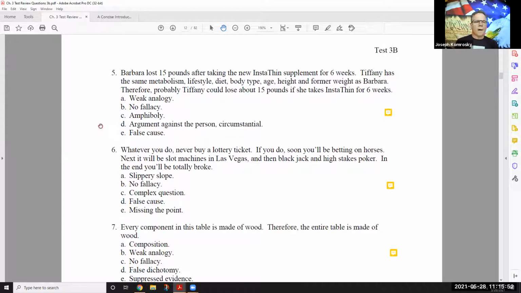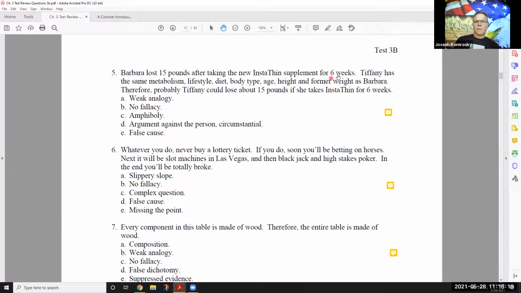Okay, 5. Barbara lost 15 pounds after taking the new Insta-Thin supplement for 6 weeks. Tiffany has the same metabolism, lifestyle, diet, body type, age, height, and former weight as Barbara. Therefore, probably Tiffany could lose 15 pounds if she takes Insta-Thin for 6 weeks. Is that a fallacy? There is that option. There's a no fallacy option in there.